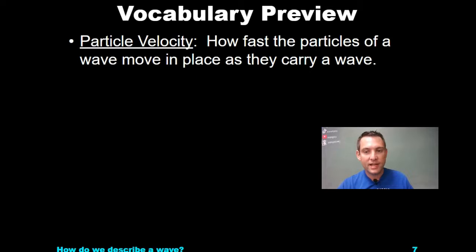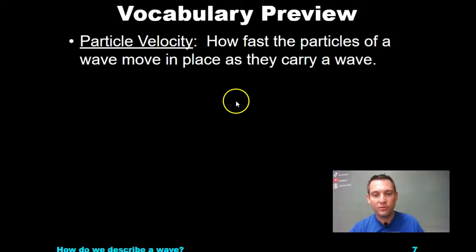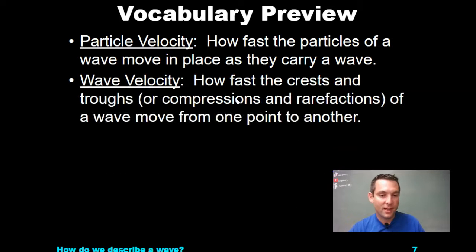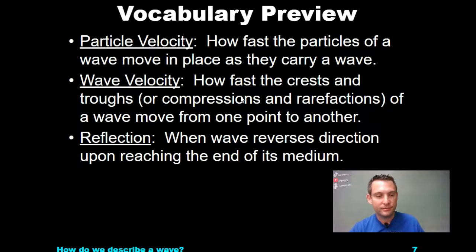Particle velocity is how fast the particles of a wave move in place as they carry a wave. Wave velocity is how fast the crests and troughs of a wave move from one point to another.